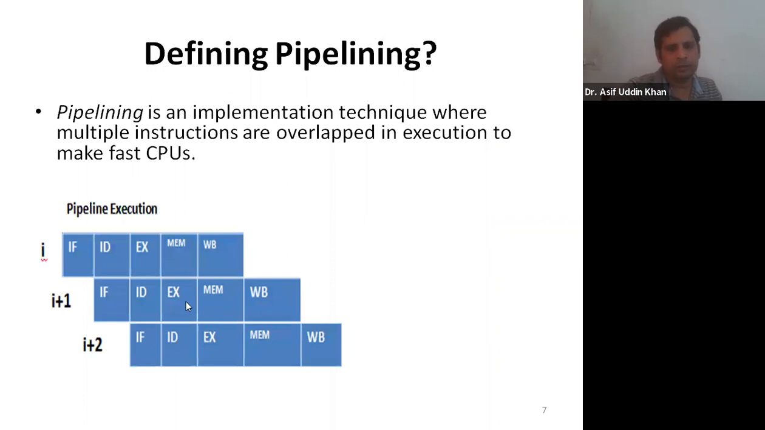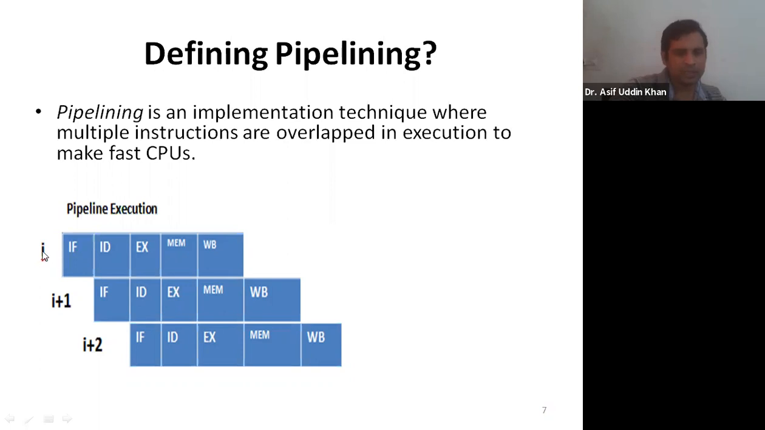For example, you can see here we have the same three instructions: instruction I, instruction I plus 1, and instruction I plus 2. Here the clock cycle numbers are shown: clock cycle 1, 2, 3, 4, 5, 6, and 7. So a total of 7 clock cycles are used here. Now you see clock cycle number 1.